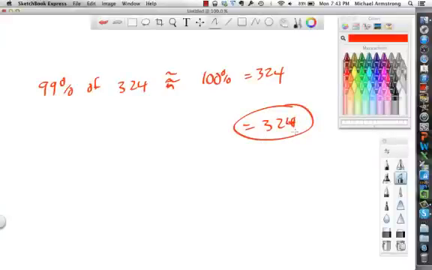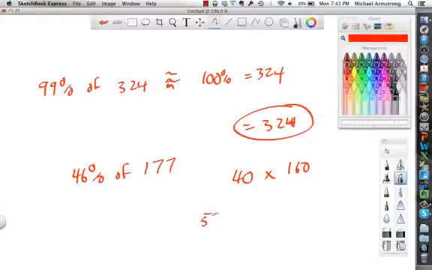Now, using compatible numbers might be something we have to do if something doesn't work very well. We might say 46% of 177. Okay, now we're going to find numbers that work together, and it might be that even though we could round this down to 40 if we wanted to, compatible numbers would be 40 and 160 because 4 goes into 16. The other compatible numbers would be 50 and 180 because you can cut 180 in half.